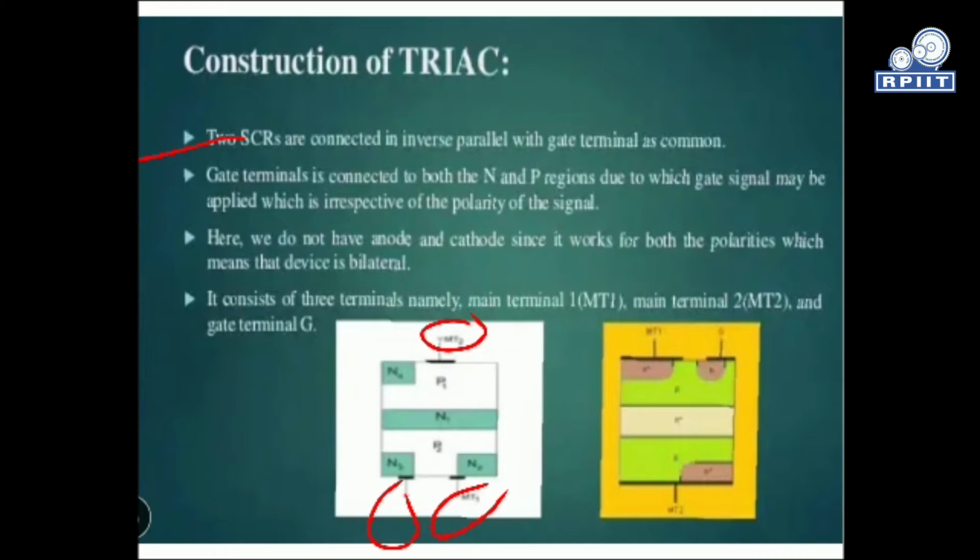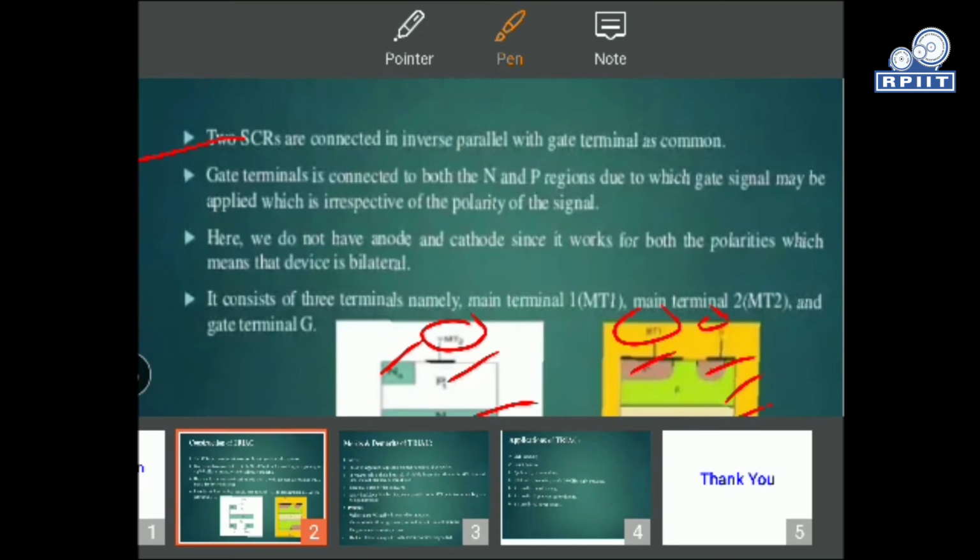If we talk about the layers of the system, then it is a 5-layer system. The 5 layers are: this is the first layer, this is the second layer, third layer, fourth layer, and the fifth layer. This layer is the common one. In another simple structure we see the gate terminal, MT1 terminal and MT2 terminal. The 5 layers are again there. This is our common layer for both, then another layer, another layer, another layer. So these are the 5 layers of the device.